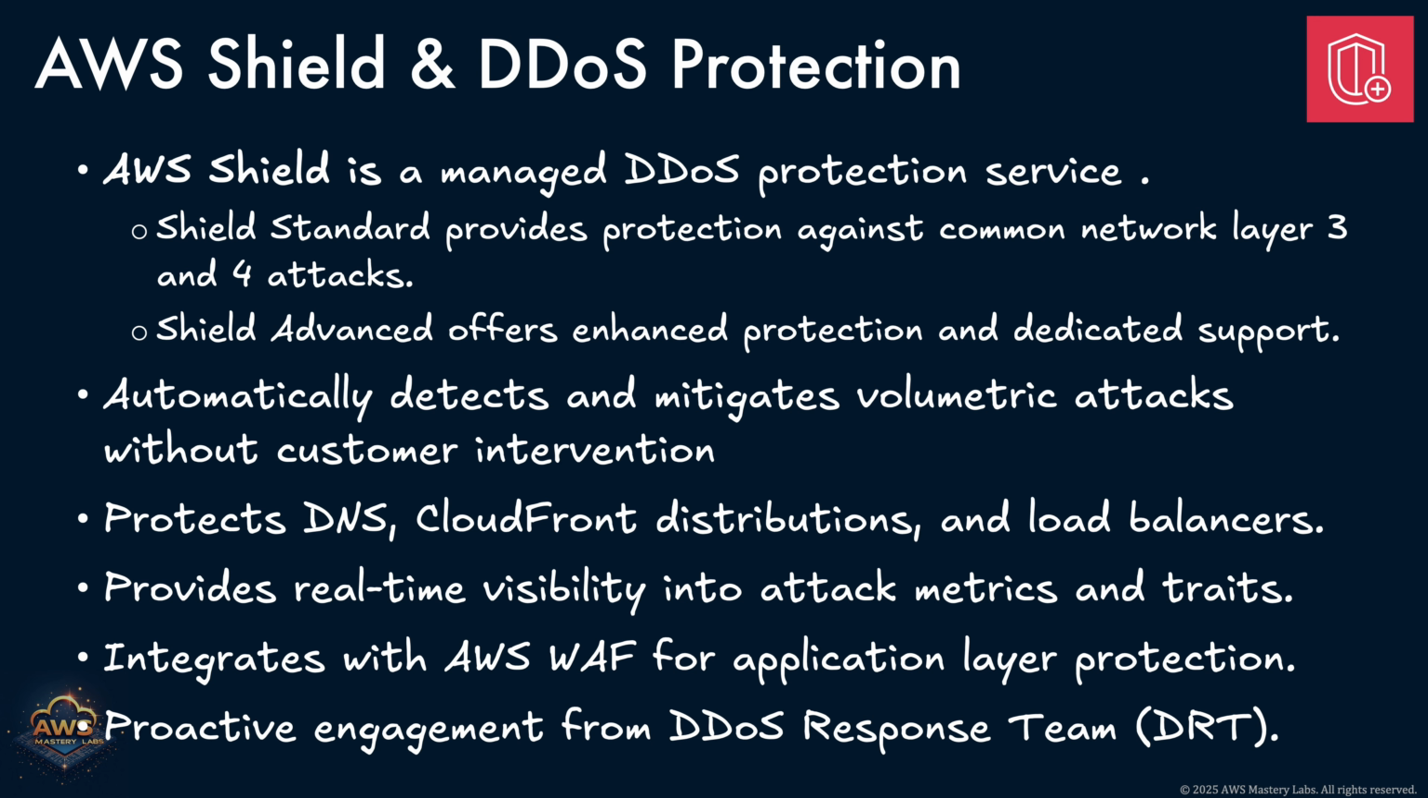One of its key benefits is cost protection. During a verified attack, AWS will absorb the scaling charges that result from increased resource usage, helping you avoid unexpected bills. For application layer protection, that is, Layer 7 attacks, Shield integrates seamlessly with the web application firewall. This lets you block malicious traffic at the application level, while Shield handles the infrastructure level defense.